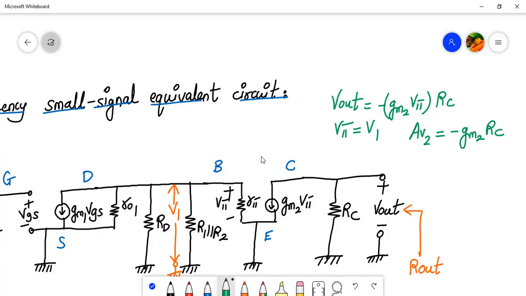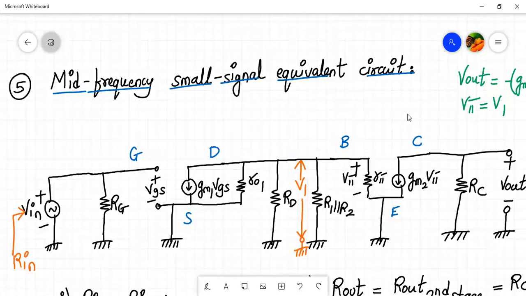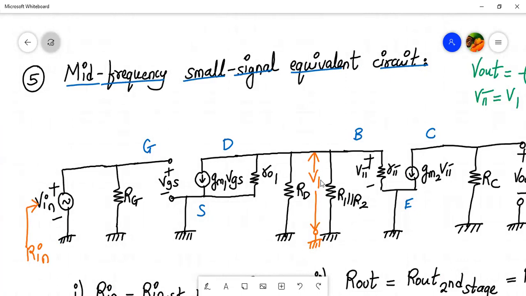Now let's come back to the first stage. For the first stage, what is the value of V1?